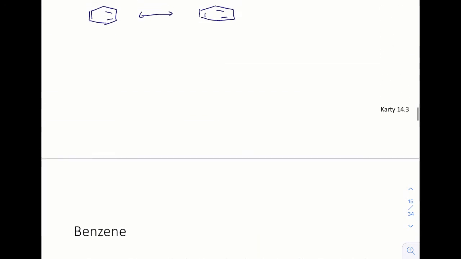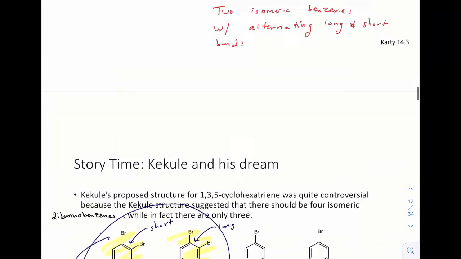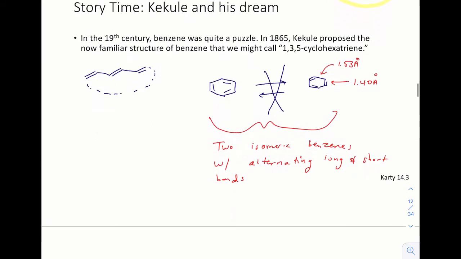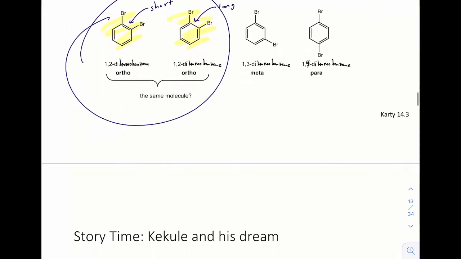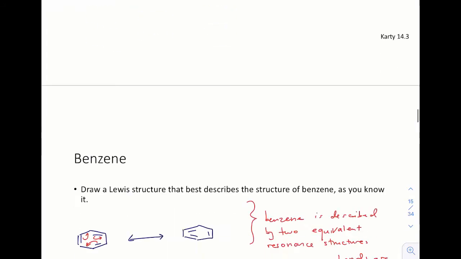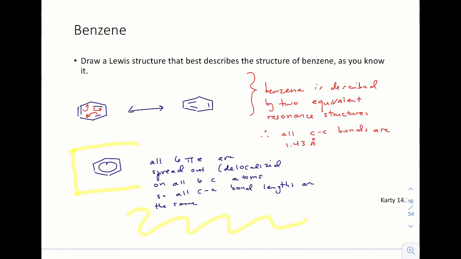Wonderful. We took the detour, thinking about the funny dream about a snake chasing its own tail. We realized early chemists first proposed the wrong structure for benzene. They proposed that it was a molecule with alternating short and long bonds existing in equilibrium between two isomeric forms. But really, we know benzene is best described by two resonance structures, and all the bond lengths are the same because these two resonance structures are equivalent, and the actual molecule is a composite of them. So the actual bond length is somewhere in between a single and a double bond.